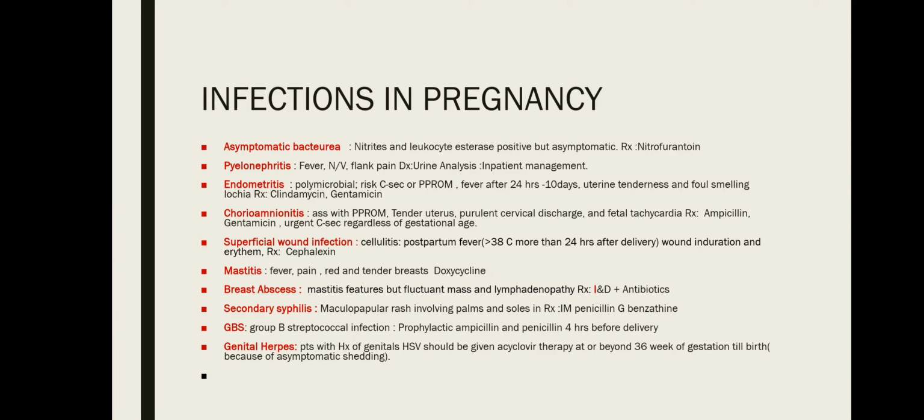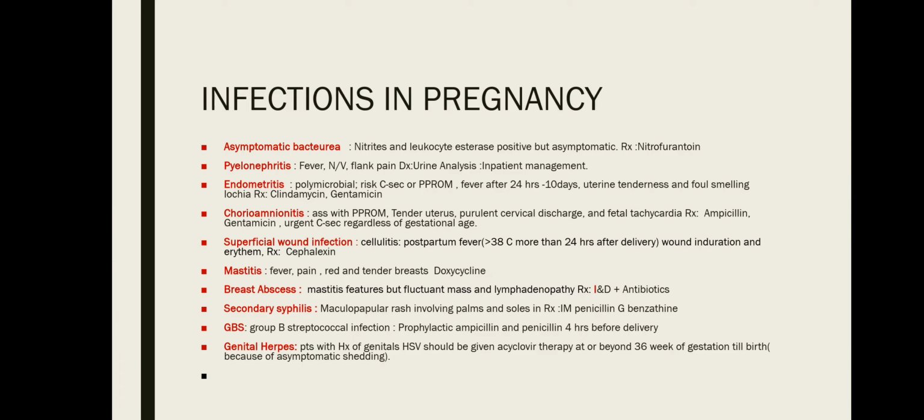Similarly, due to the prolonged rupture of the membrane, sometimes the chorion and amniotic membrane get infected, which results in chorioamnionitis, meaning infection of chorion and amnion. It also presents with uterine tenderness, purulent cervical discharge, and fetal tachycardia. For the treatment of chorioamnionitis, we give ampicillin and gentamicin to the patient. But due to the fetal distress, as we already read that the fetus will have fetal tachycardia, we do urgent C-section in this case.